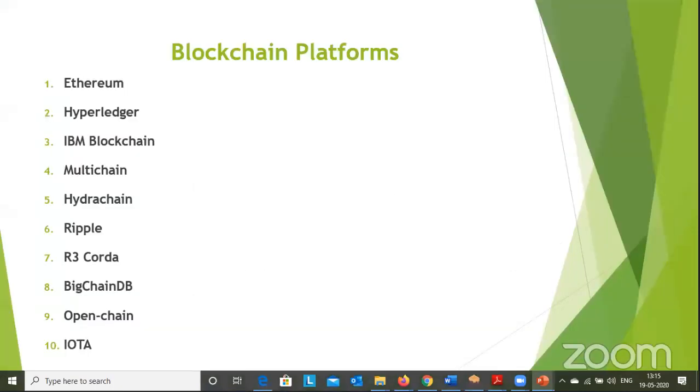Now you need to know what blockchain platforms are there in order to develop blockchain based applications. These are the top 10 blockchain platforms: Ethereum, Hyperledger, IBM Blockchain, MultiChain, HydraChain, Ripple, R3 Corda, BigchainDB, OpenChain, IOTA. These things you need to remember.